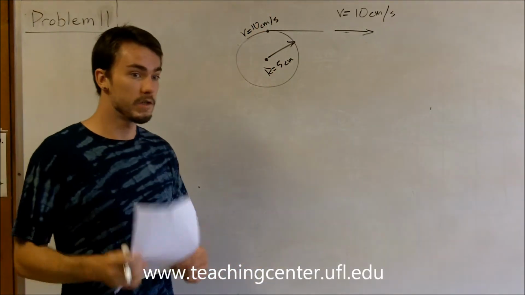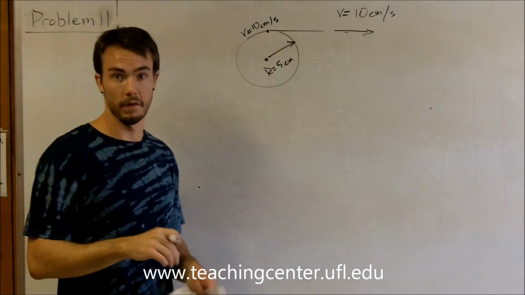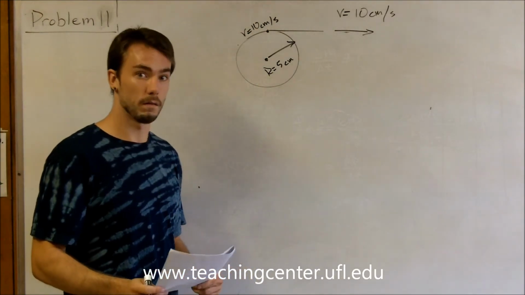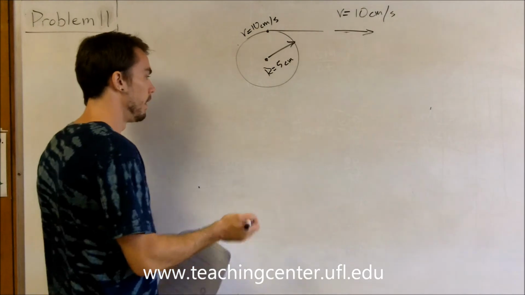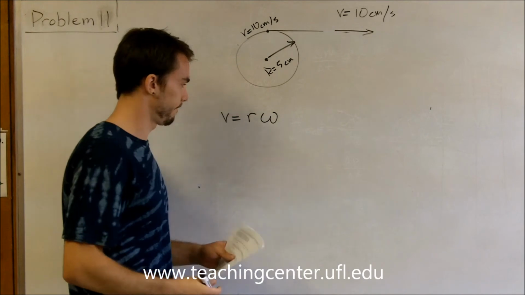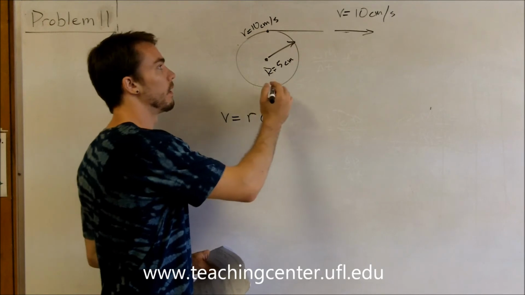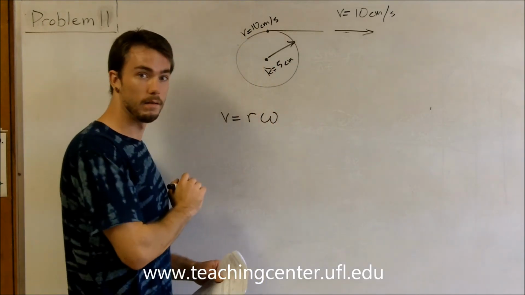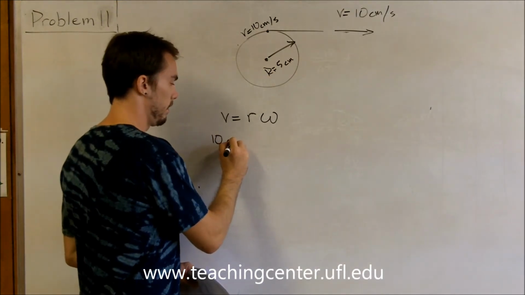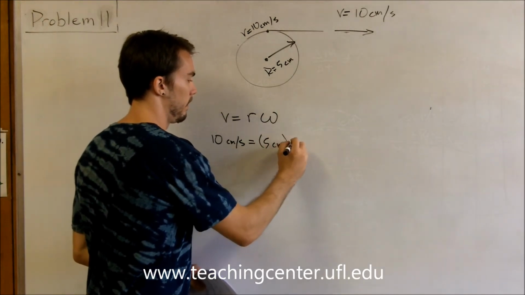Now once you know the velocity of a certain part on a rotating object, as long as you know the radius from the center of rotation to the location of the velocity, then you can solve for the angular velocity. So we know our equation, v is equal to r omega. Our radius is 5 centimeters, and the velocity at that radius is 10 centimeters per second. So we can say 10 centimeters per second equals 5 centimeters times omega.